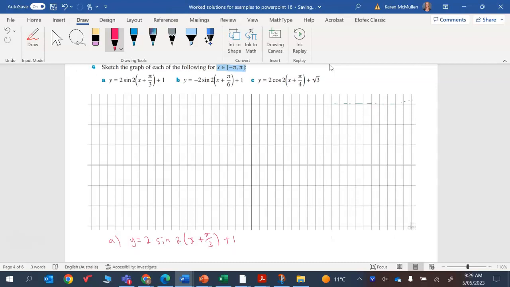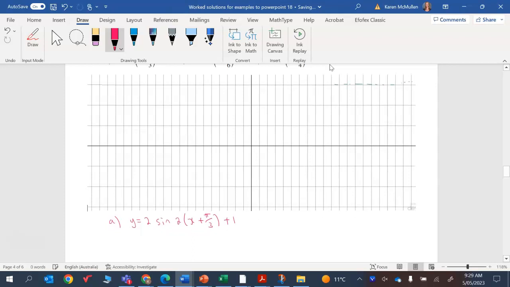All right, so for the first one, let's identify what is happening with this function. So we've got an amplitude of 2, a period of 2 pi on n. In this case, our value of n is the number at the front of the bracket. So 2 pi on 2, which is pi. And the translations, we've gone to the left pi on 3, and we've gone up 1.